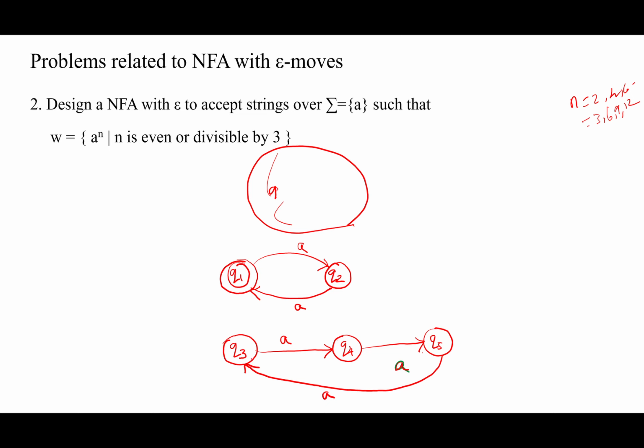And we make this a final state. That means the transition from Q3 to Q4 is the first a, then Q4 to Q5 the second a, then Q5 to Q3 the third a. Again, if there are more, Q3 to Q4, Q4 to Q5 and Q5 to Q3. So now we can connect this. Q0 is the initial state here, then we connect with epsilon. So this is the transition diagram for this particular string, a power n, where n is even or divisible by 3.